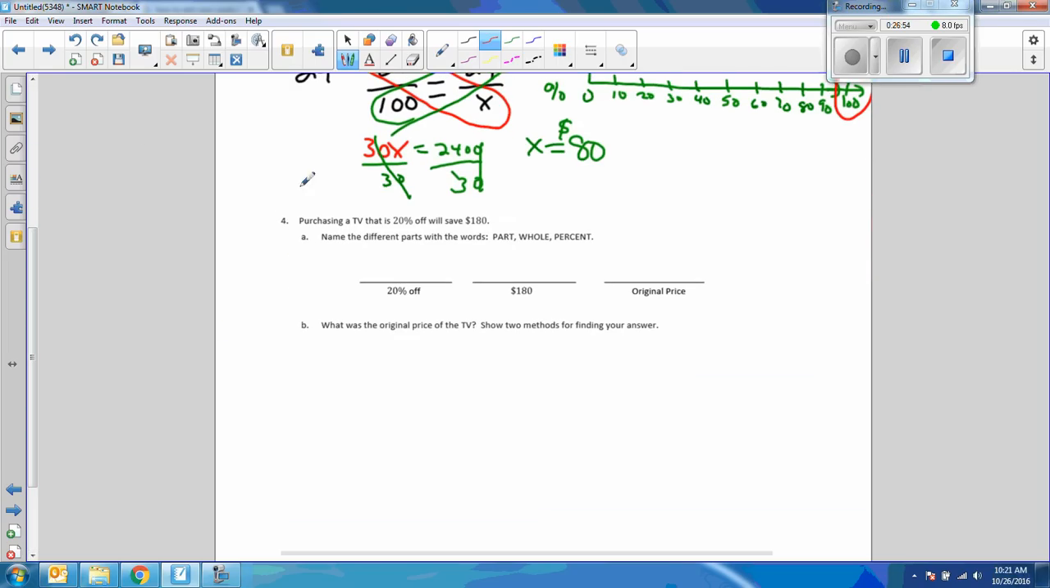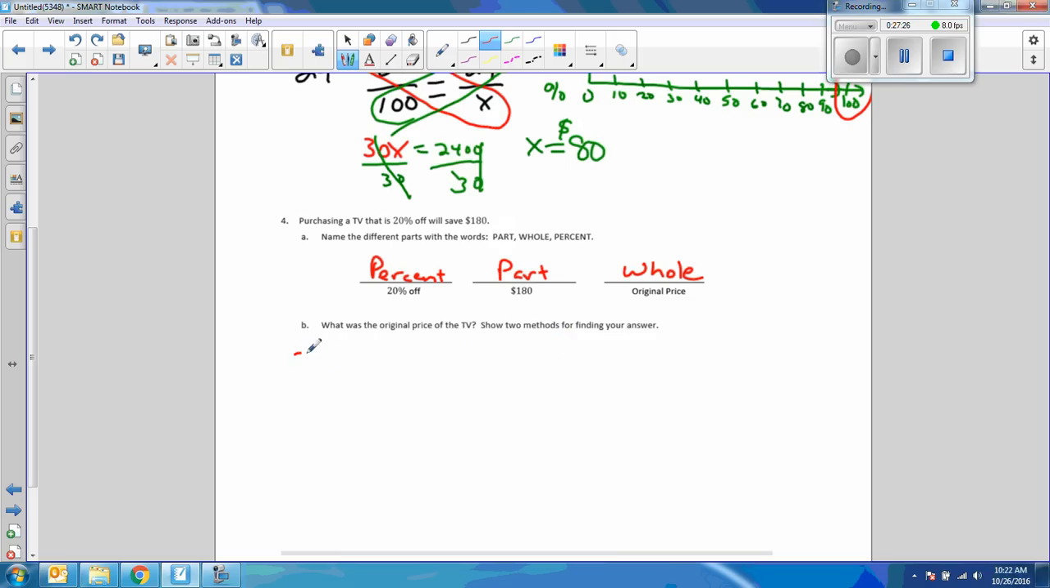Number 4. Purchasing a TV that is 20% off will save $180. Name the different parts with the words part, whole, percent. 20% off, percent. $180, part. Original price, whole. What was the original price of the TV? Show 2 methods for finding your answer.